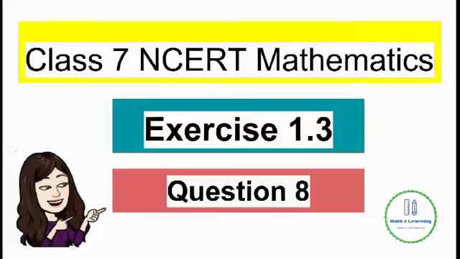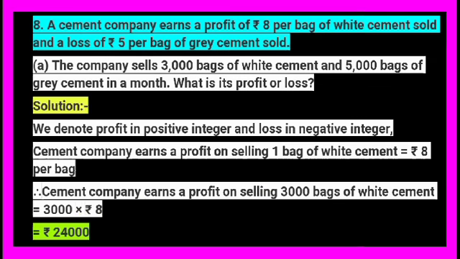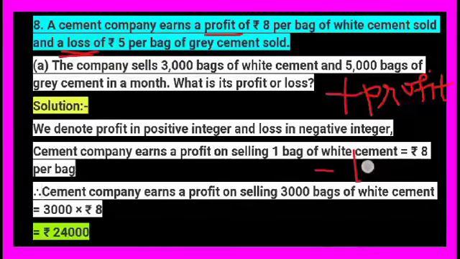Now let's learn question number 8. Question number 8 is, a cement company earns a profit of rupees 8 per bag of white cement sold and a loss of rupees 5 per bag of grey cement sold. So here in this we have two words. One is about profit and one is about loss. And we know that we always use plus sign for profit and minus sign for loss. So we will use this 8 rupees as plus 8 and we use this 5 rupees as minus 5.